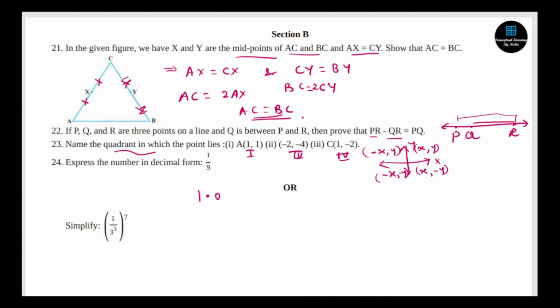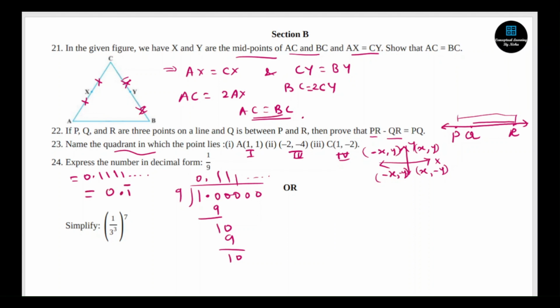Decimal form, very easy question. Just write 1.0000 and then divide it by 9. Very common mistake: students are making 9 inside and 1 outside. That is wrong. So 9 ones are 9, 1 is left. 9 ones are 9 again, 1 is left. So this is repeating, right? This is going on. So what I can say is 0.1111 going on, or 0.1 bar.